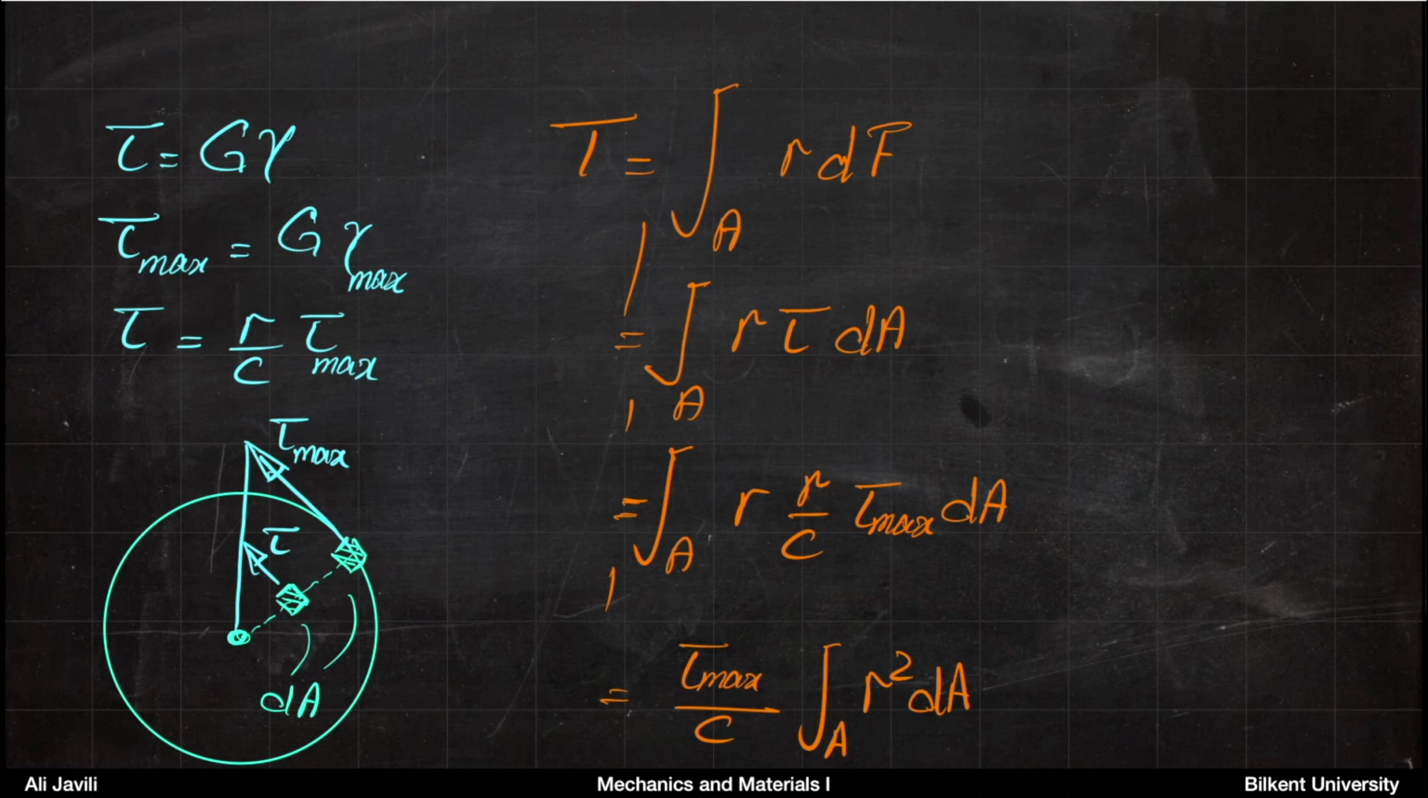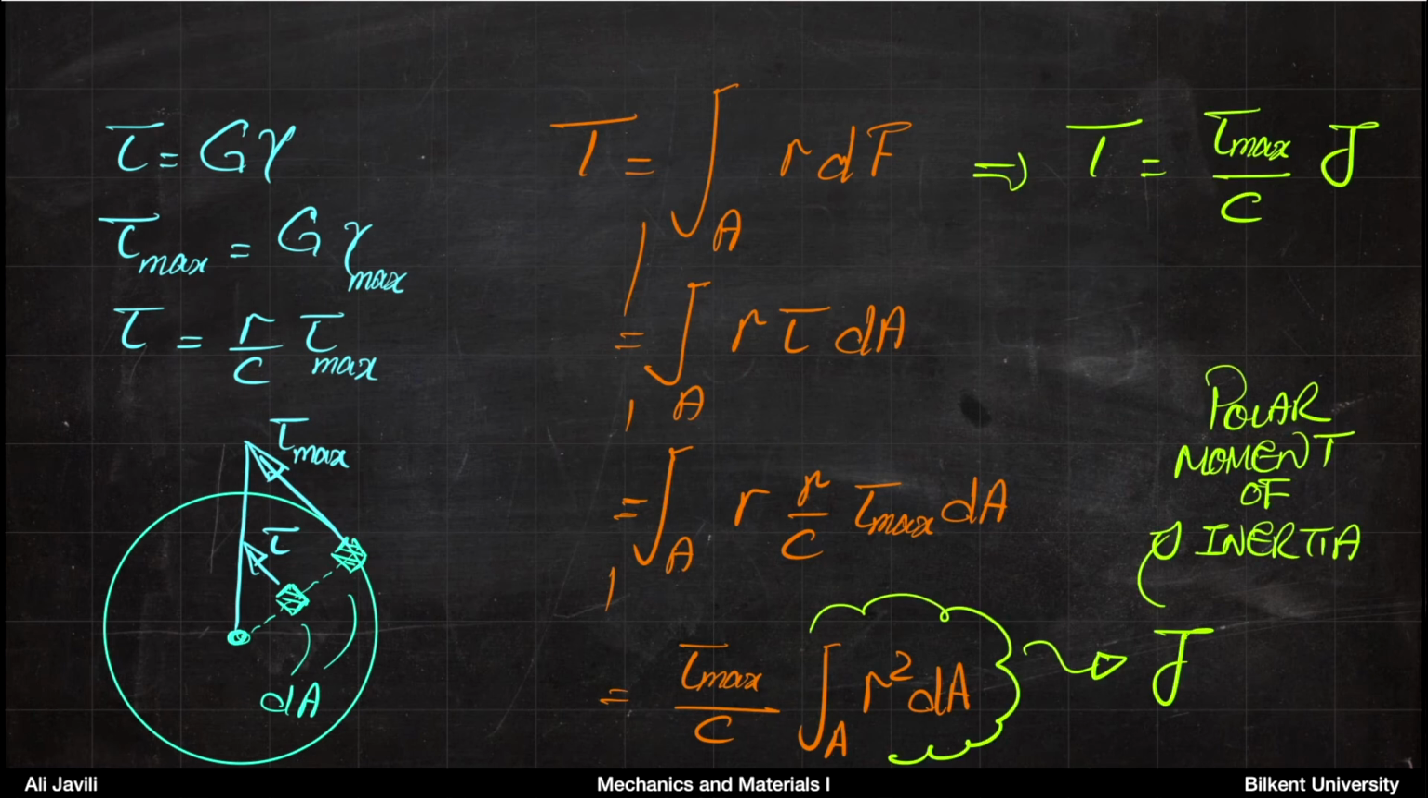Now this integral may look familiar to you, and that's because it's exactly the polar moment of inertia that you may have seen in your other courses. Now, if we call this polar moment of inertia J, so we show that by the letter J, then the relationship that we get for torque is torque T equals tau max, maximum shear stress, divided by c times J.